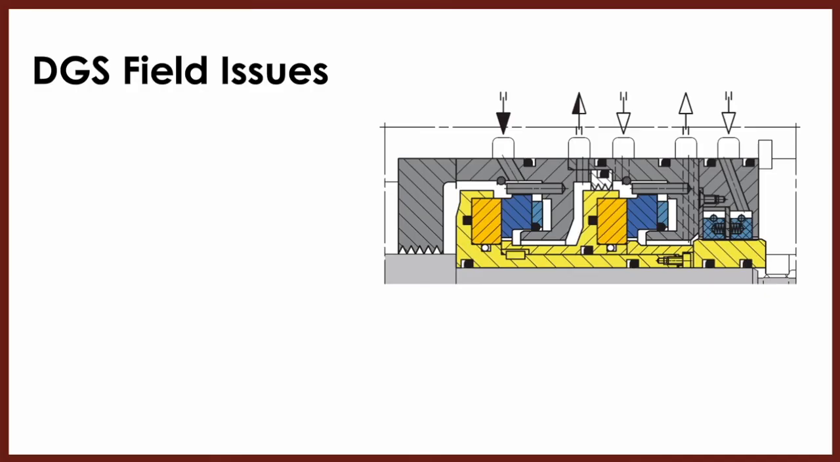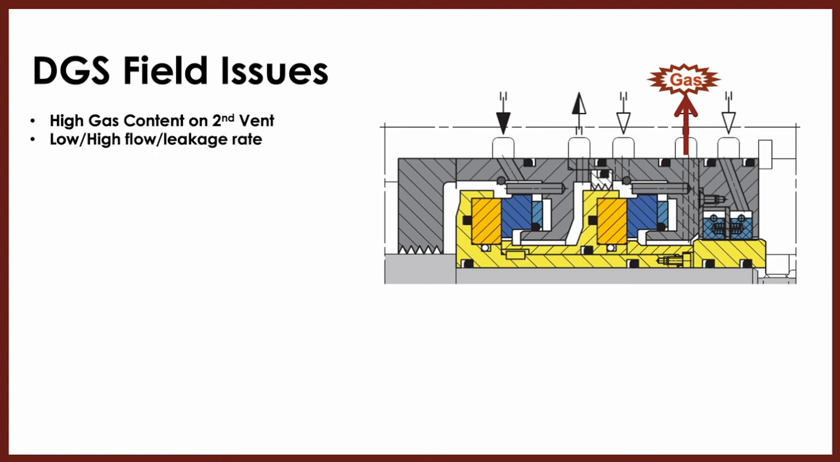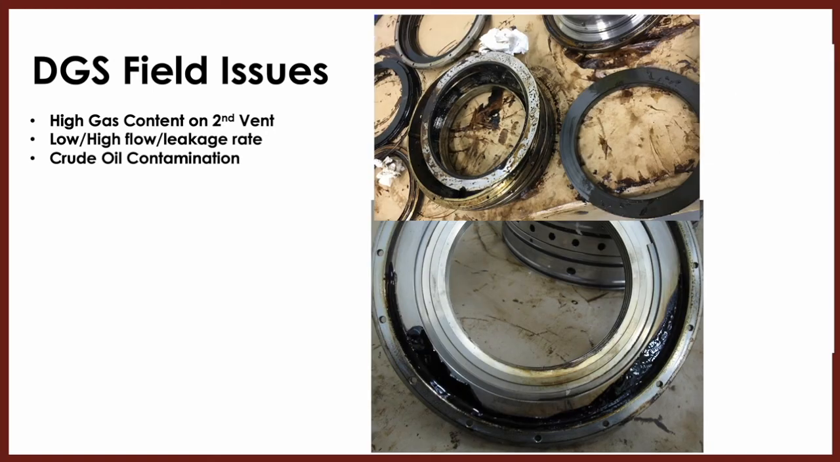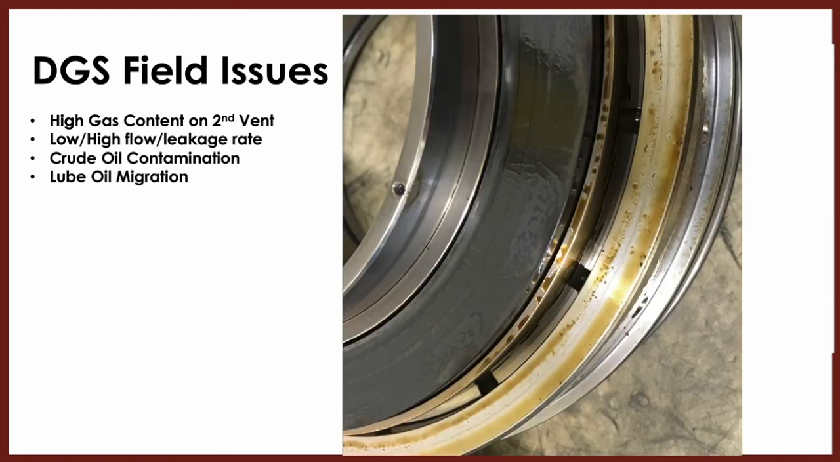Well, there are way too many field issues to discuss on dry gas seals, like high gas content in the secondary vent, which is often used as a means of evaluating which seal has failed. Leakage or flow rate from or into the seal, crude oil contamination, or lube oil migration, and so on. Way beyond the purpose of this video, unfortunately. But I hope you find this information useful or at least informative. And good luck dealing with your dry gas seal issues.